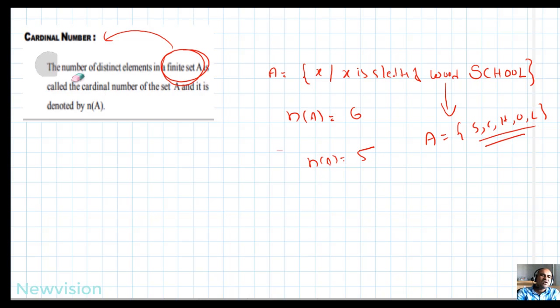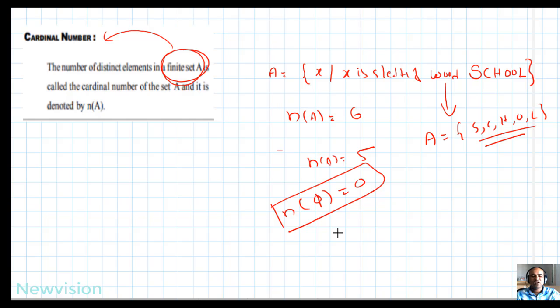So this is about cardinal number. One more important thing is n of phi is what? That is 0. Cardinal number of the empty set is 0. Cardinal number for an infinite set is not defined. Cardinal number is only for finite sets.